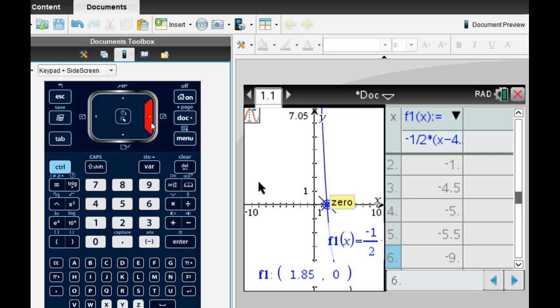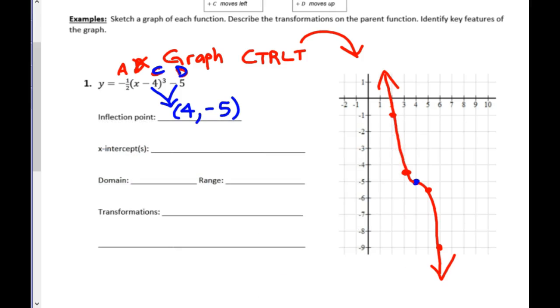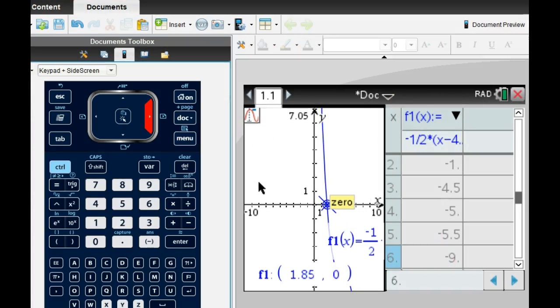What's the x-intercept here? 1.85 comma 0. Okay, but that's it. It only crosses the x-axis once. So sometimes you have 3, sometimes you might have 2, but sometimes like this you'll only have 1. Okay, but 3 maximum. Y'all paying attention?